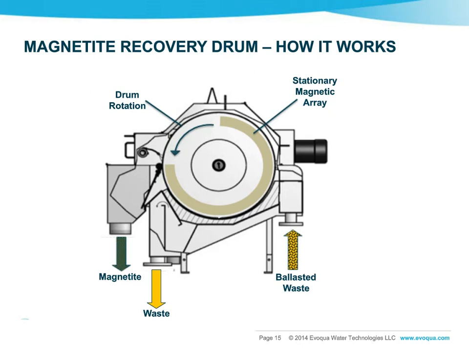As the drum rotates, which is about 8 RPMs, the magnetite that is fixed to the face of the drum is scraped off using a rubber doctor blade and returned by gravity back to the ballast tank. Typical applications, the recovery drum is typically installed above the ballast tank.